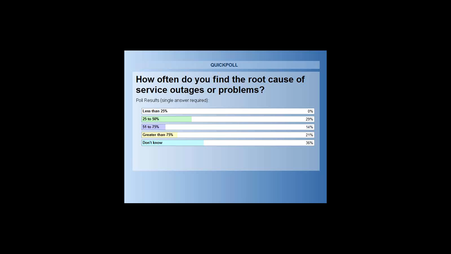I think that should probably be enough time. It looks like less than 25% is 0%. 25 to 50 is the highest percent at 29%. 51 to 75 is 14%, and greater than 75 is 21%. 36% don't know.